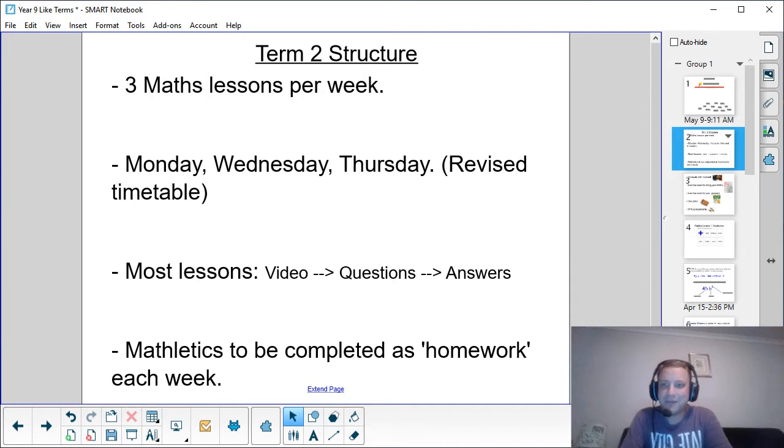So you get 3 maths lessons per week. In your revised timetable, they'll basically be at the same time as we've been having maths all of term 1. So you'll have a class on Monday, on Wednesday, and on Thursday. So what you'll be expected to do is when maths is on your timetable, you should be doing maths.